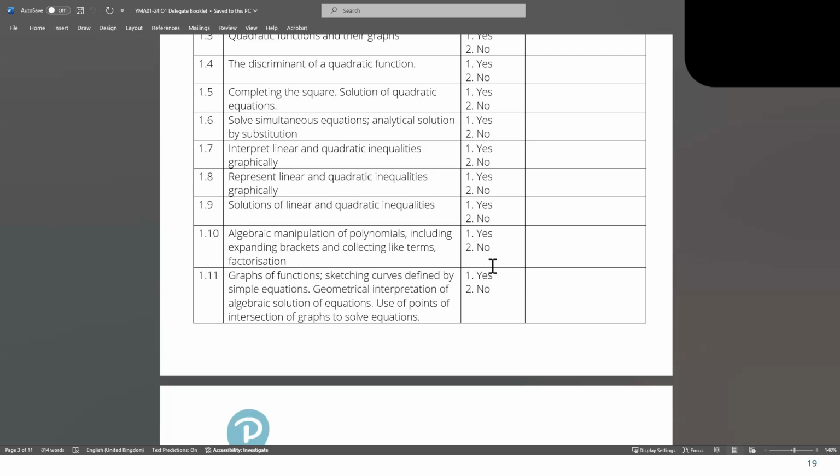Algebraic manipulation of polynomials, including expanding brackets, collecting like terms and factorization, the 1.10: that is a yes. 1.11, which is graphs of functions, sketching curves defined by simple equations, geometrical interpretation of algebraic solution of equations, use of points of intersection of graphs to solve equations: that one is yes, but partly. Sketching is not part of the Edexcel International GCSE, so that's the bit that's different.